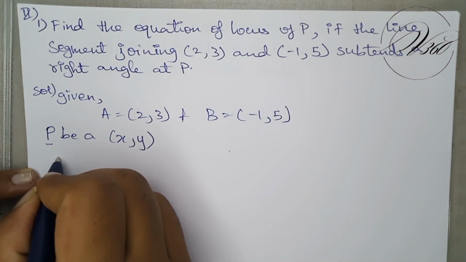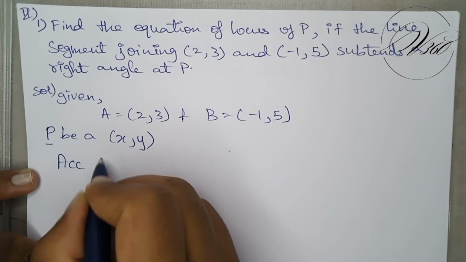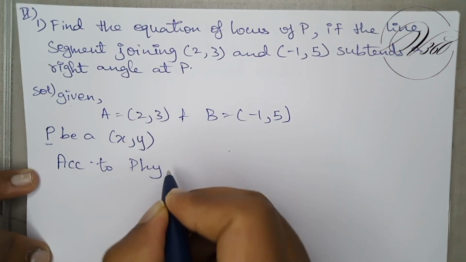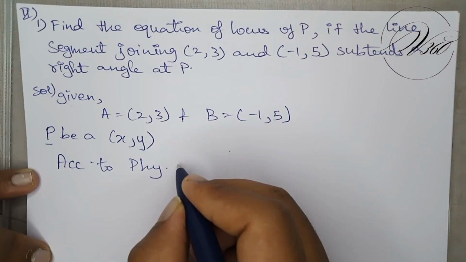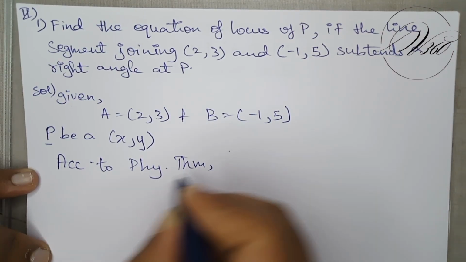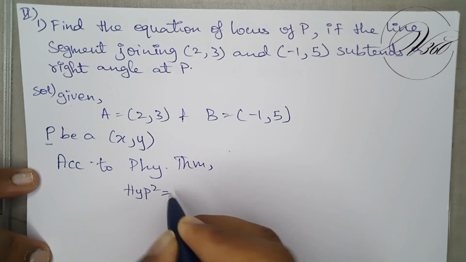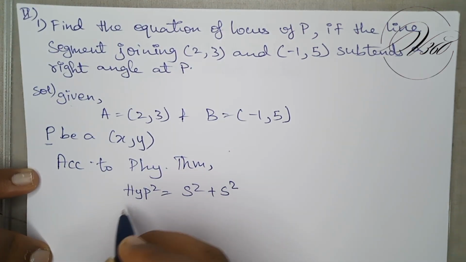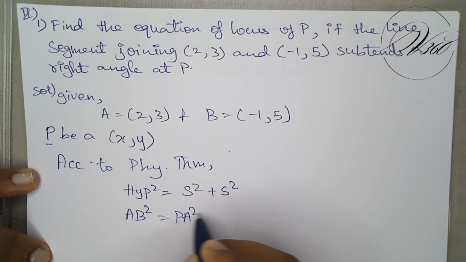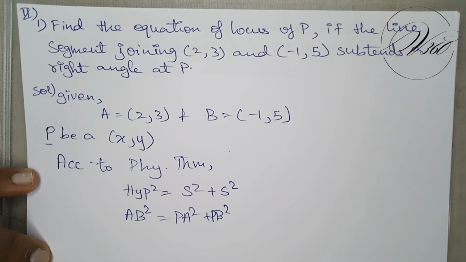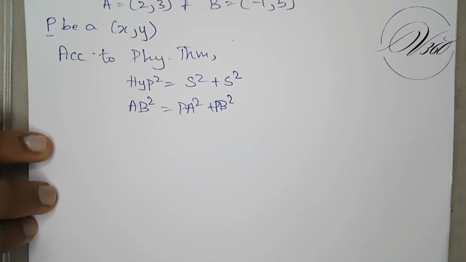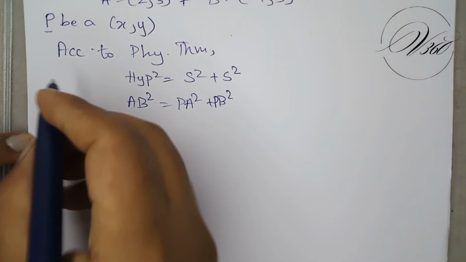Now what is Pythagoras theorem? According to Pythagoras theorem, in short form, hypotenuse square is equal to side square plus side square. Now here, what is hypotenuse and what is side? AB square is the hypotenuse and PA square plus PB square are the sides. Now here we'll find what PA and PB are and solve.